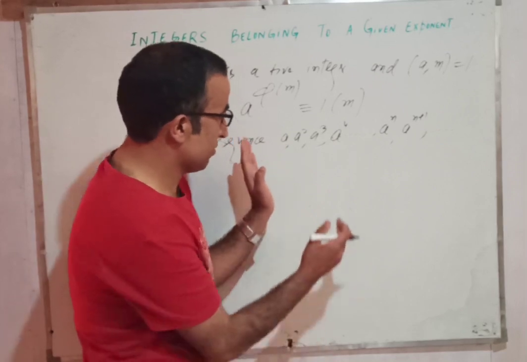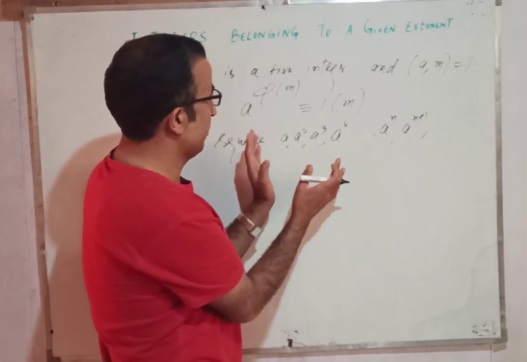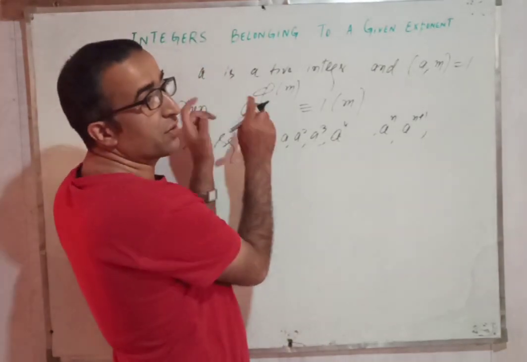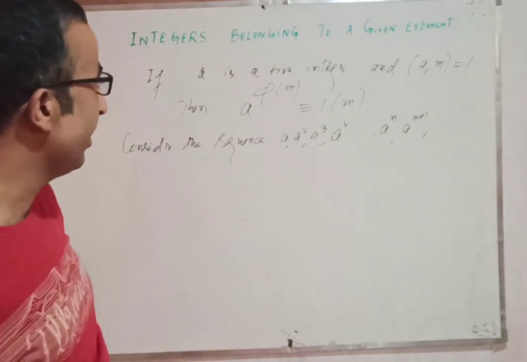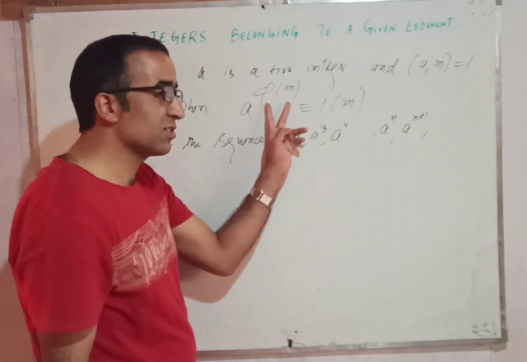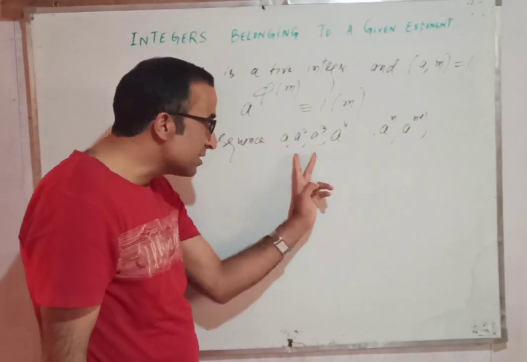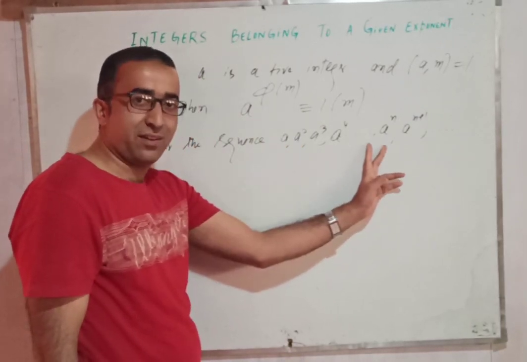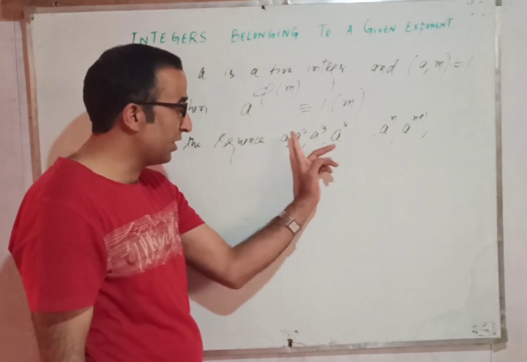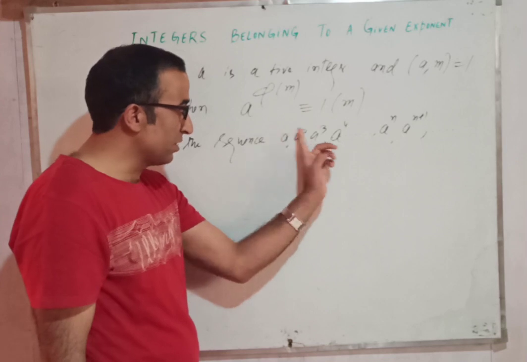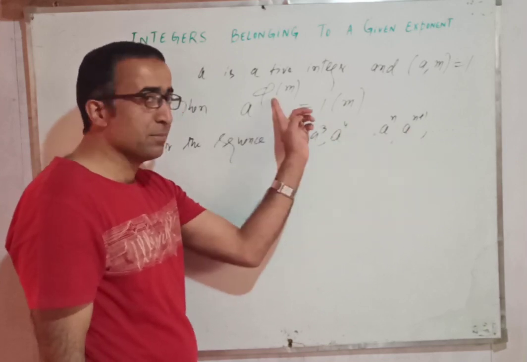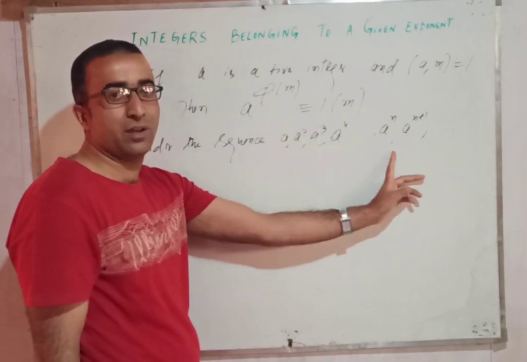By Euler's theorem we have one such integer. Phi of m is definitely some integer, in fact a natural number, since it's a function from N to N. In this sequence you will definitely get 1 somewhere, because you are taking all integers 1, 2, 3, 4, and so on. So the powers are exactly the natural numbers and phi of m is a natural number. Somewhere you will get 1.